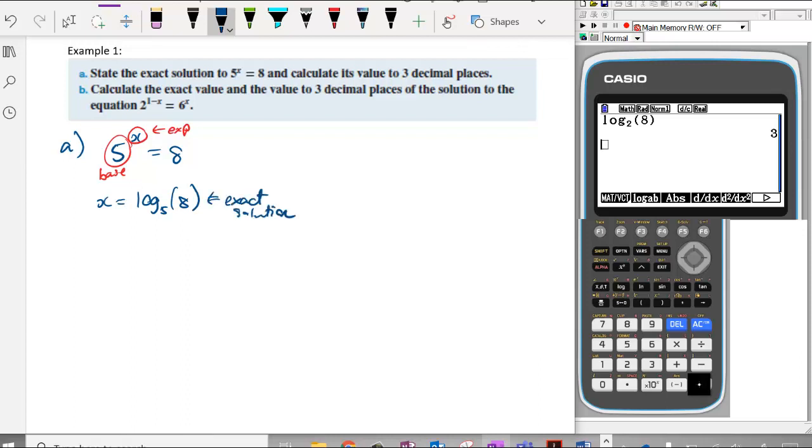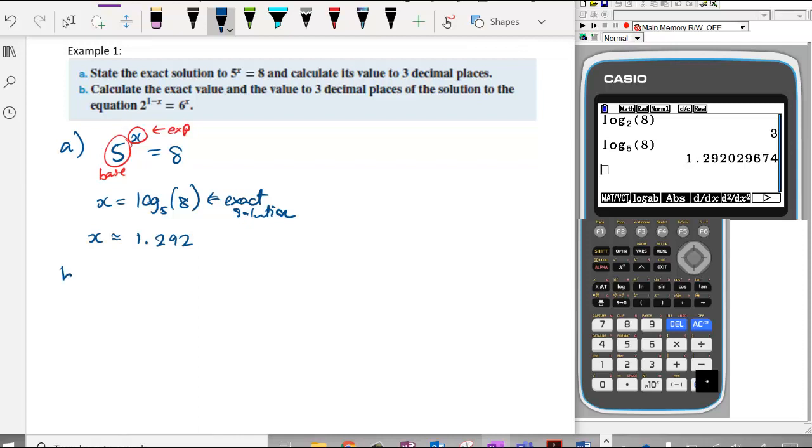To get our answer to 3 decimal places, we're going to do a squiggly equals. So x is approximately equal to log base 5 of 8. And we get 1.292 approximately. So nice and easy. There's our solution.